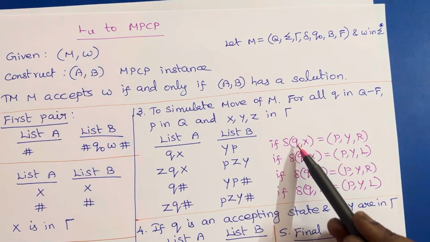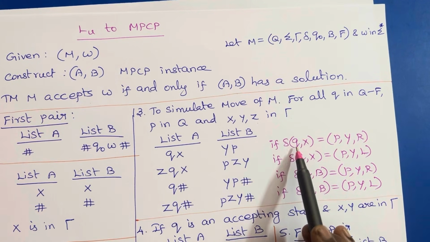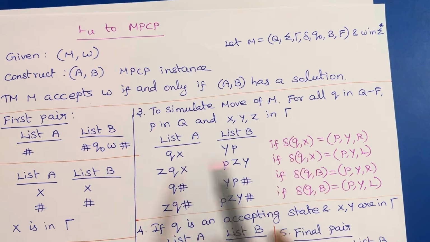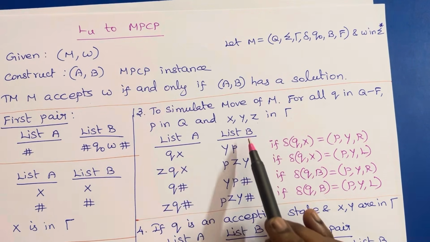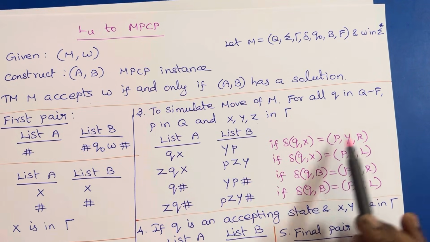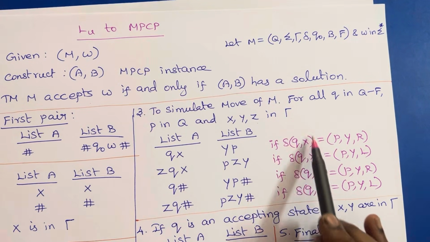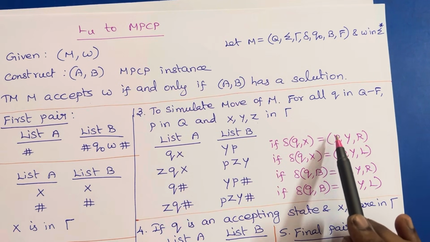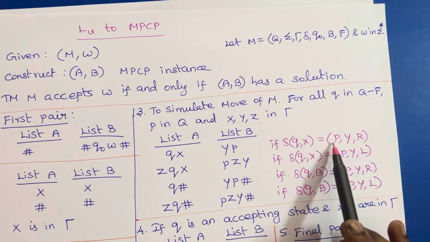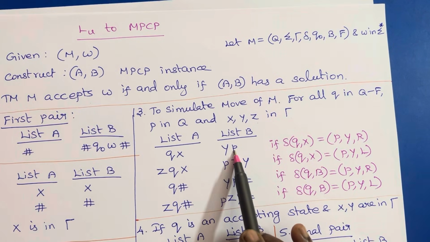So whenever we have a tape symbol and the move is right move, in list A we have to write qX. That is, we combine the current state and current tape symbol. So q and X. In list B we have to refer to the right hand side of the transition rule. For writing list A we check the left hand side of the transition rule. Here the right hand side is p comma Y comma R, so in list B we have to attach Y and p. That means the tape symbol and then the next state p.